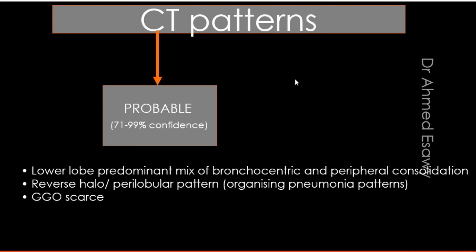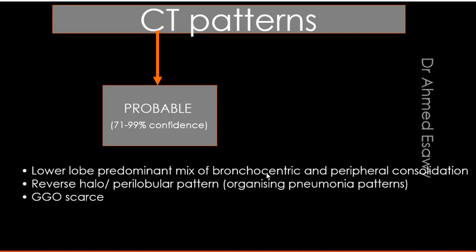Another CT pattern is the probable pattern, meaning 71 to 99% confidence. Probable means less than 100%. What are the findings in CT of probable COVID coronavirus infection? Lower lobe predominantly, a mix of bronchocentric and peripheral consolidation.